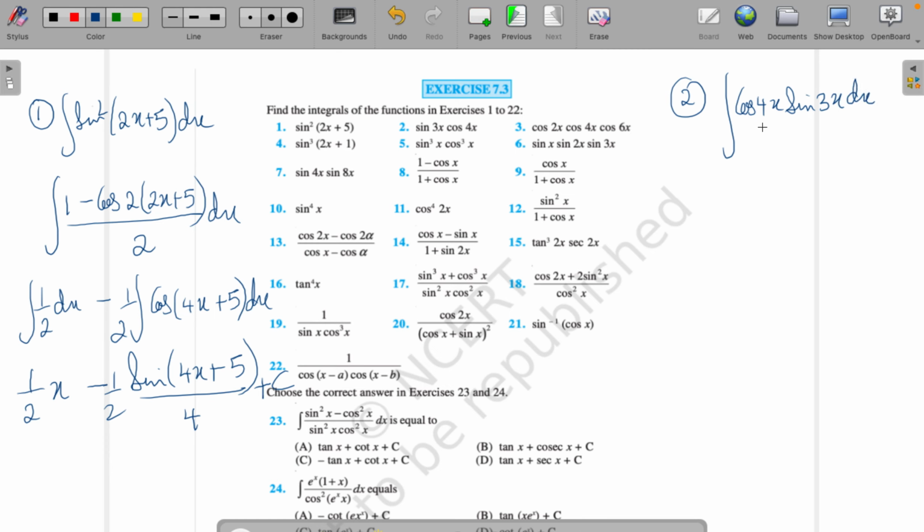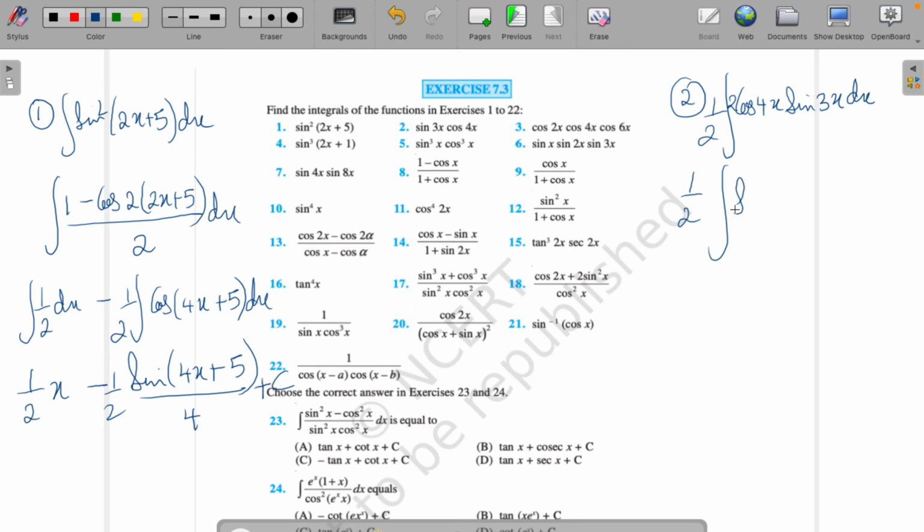So cos A sin B, right? Or I can say it can be written as sin A cos B also. So if I multiply, the first step is to find the formula. Again, we will use the formula here. So half of 2 sin A cos B.